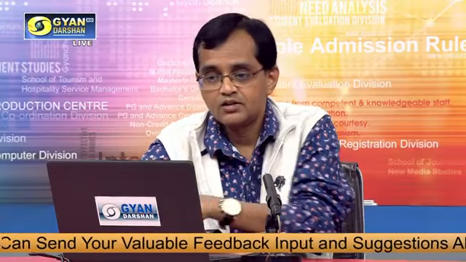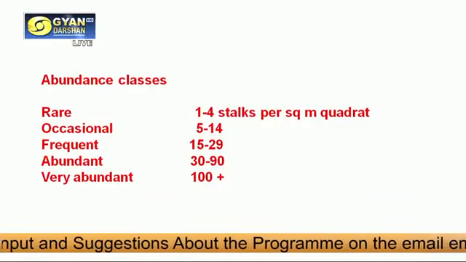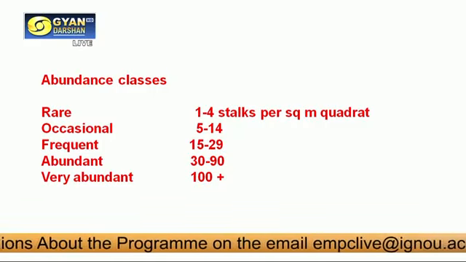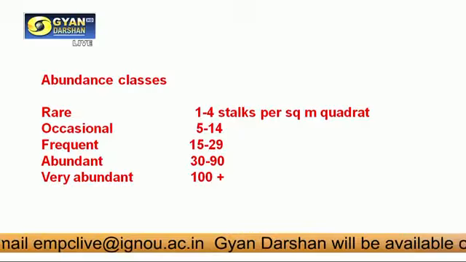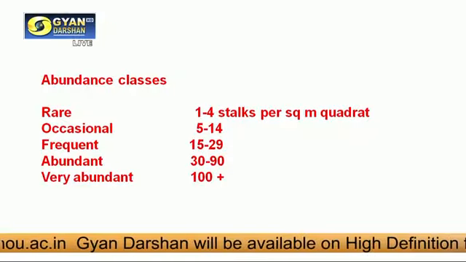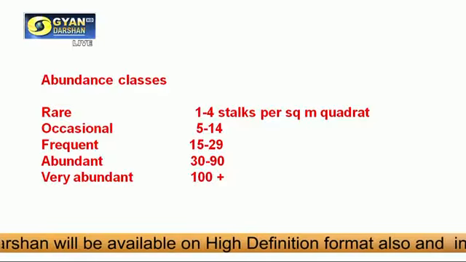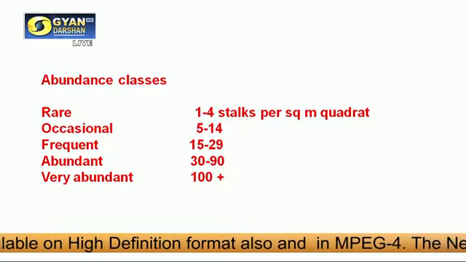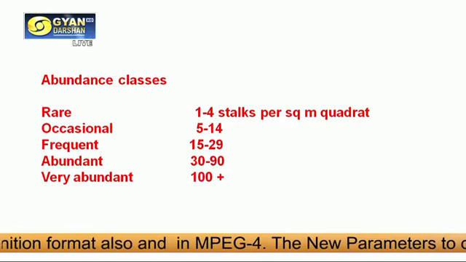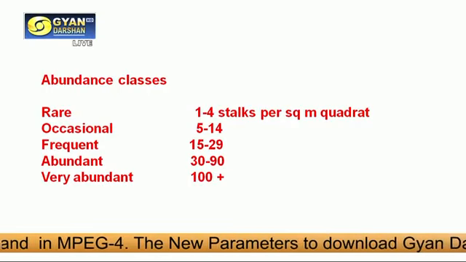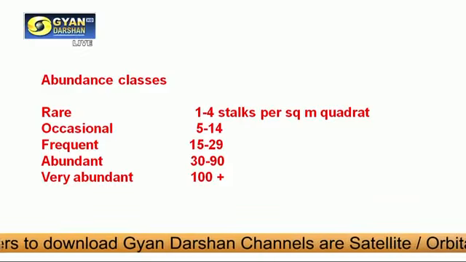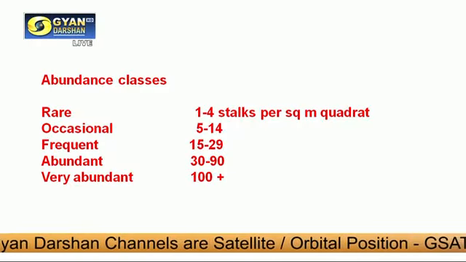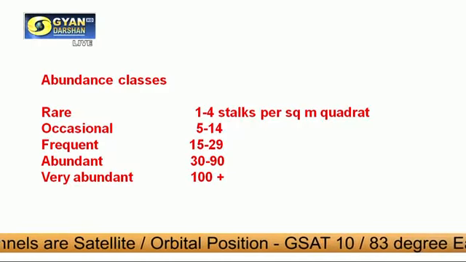Okay. So again, you have the abundance classes, that is rare, occasional, frequent, abundant, very abundant. So you take a per square meter quadrat, that is the sampling unit, and you find out how many individuals of a particular species are there. So whether you call that species a rare species or a very abundant species. If it is 100 plus, then it's a very abundant species within a particular sampling unit, that is, per square meter of a quadrat.